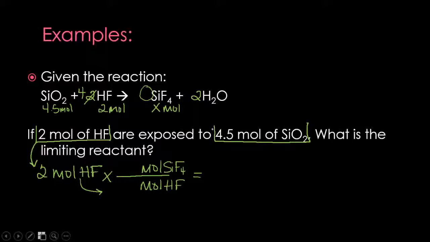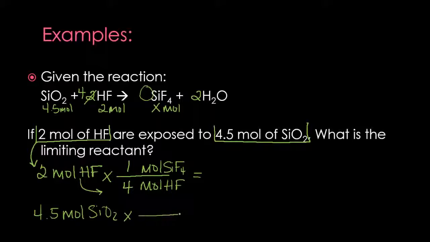Don't really need to go any further when you're finding limiting reactants. So moles of HF, I have 4. Moles of SiF4, I have 1. Then I'm going to work with the second one. So then I have 4.5 moles of SiO2 times my line. Remember, getting rid of SiO2 goes on bottom. So moles of SiO2, changing it to moles of SiF4 on top.